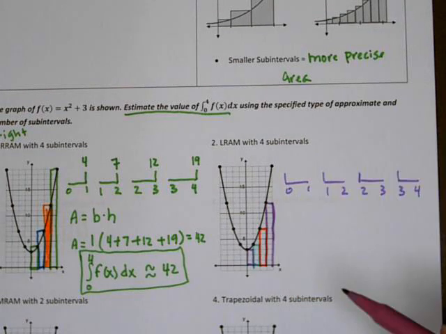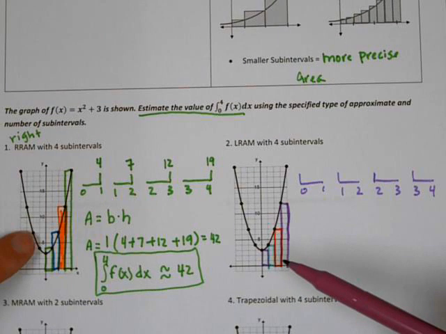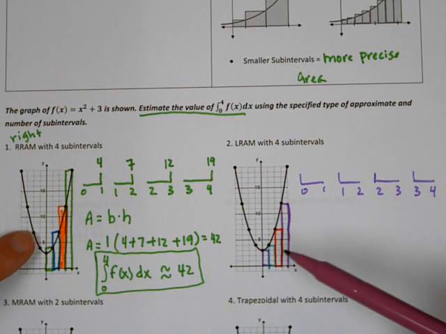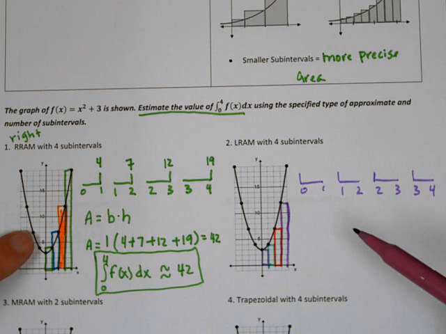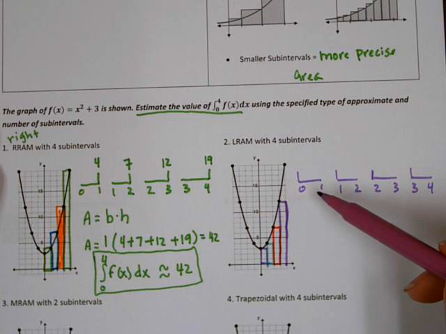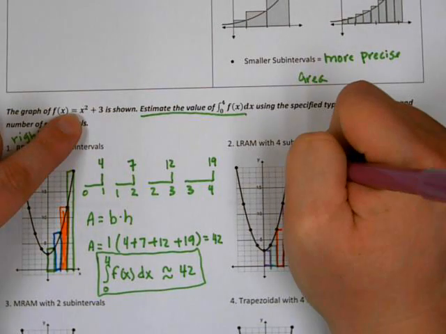rectangle. All right, so now we can actually see that this LRAM compared to the RRAM here, this is an underestimate. All of these rectangles are underneath my curve, so I'm thinking this number is going to be smaller. Okay, so let's see, my function at 0, so 0 squared is 0, plus 3 gives me a height of 3.